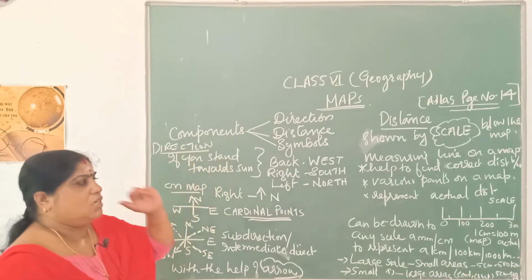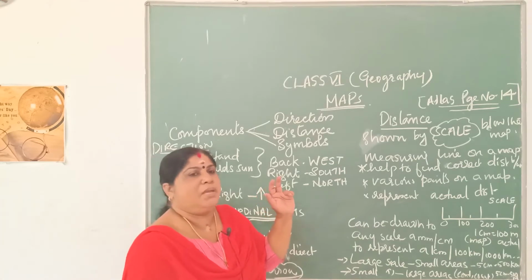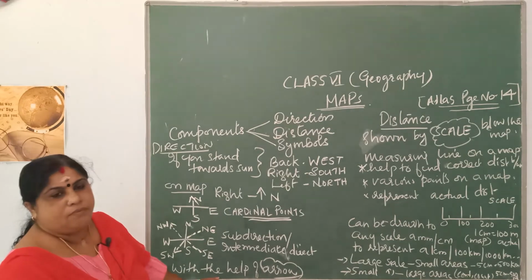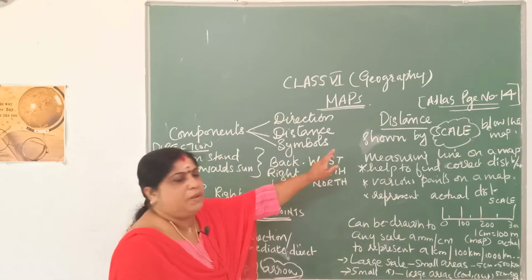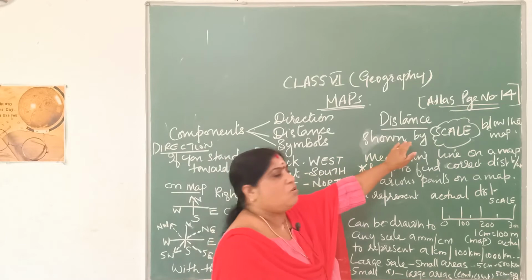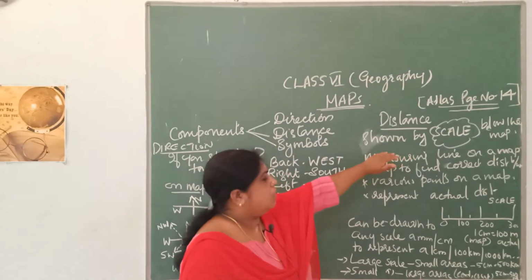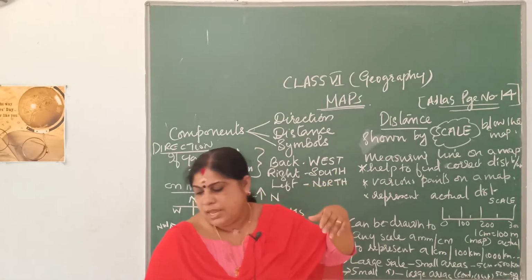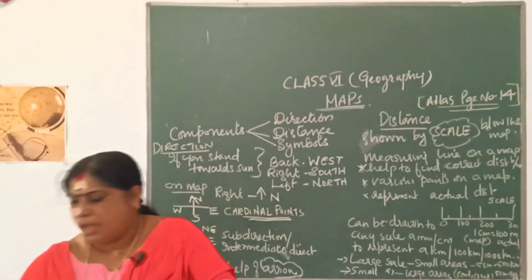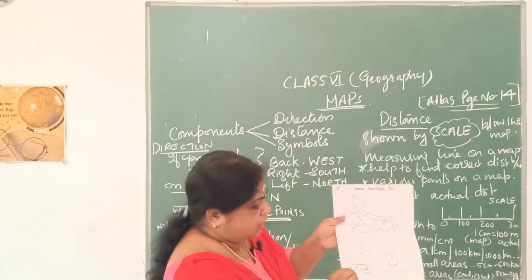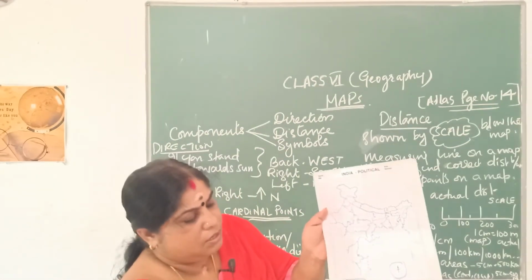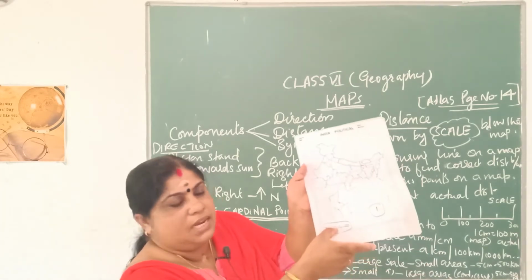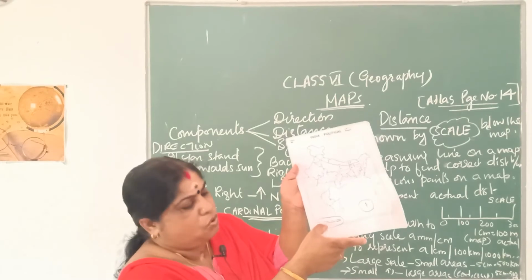Now, next is distance. Usually distance is represented by using a scale. When directions are found with the help of an arrow, distance is found by drawing it on a scale. And this scale is usually drawn below the map. You can see here, there is a scale drawn below the map. So, usually scales are drawn or shown below the map.